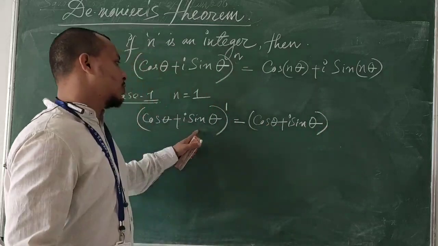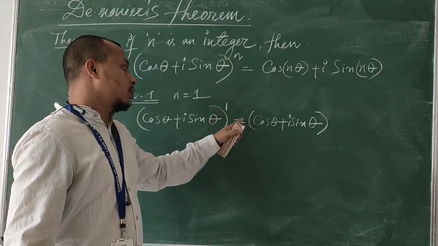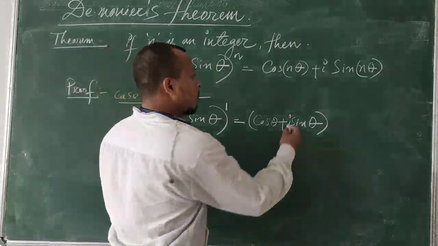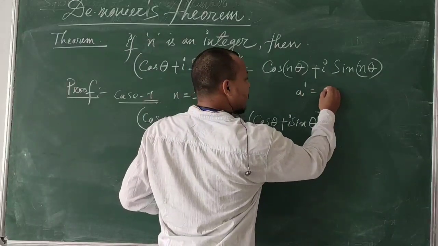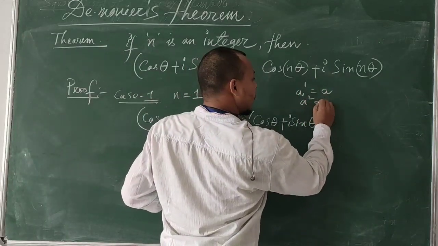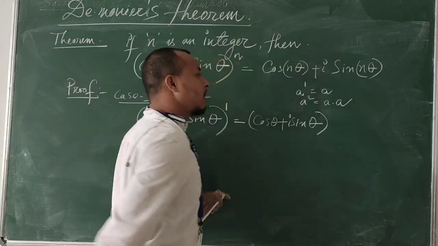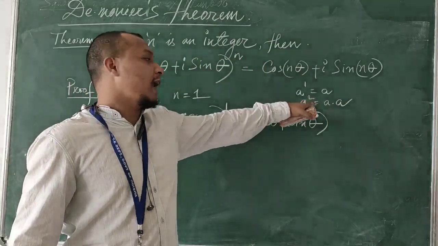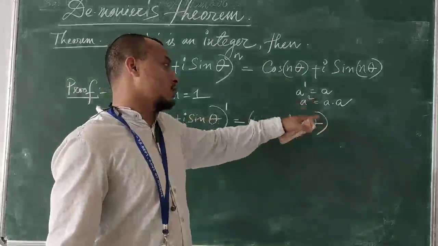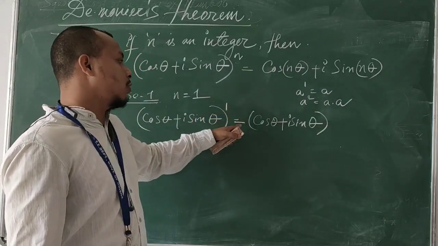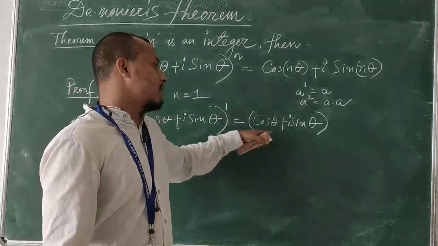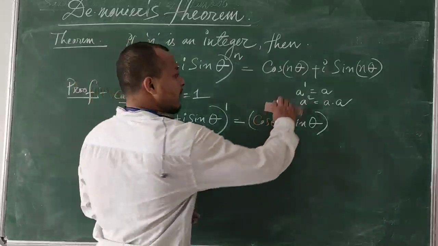If the power of a is 2, then it is a into a, that is a square. But here the power is 1, so you will retain the same number.